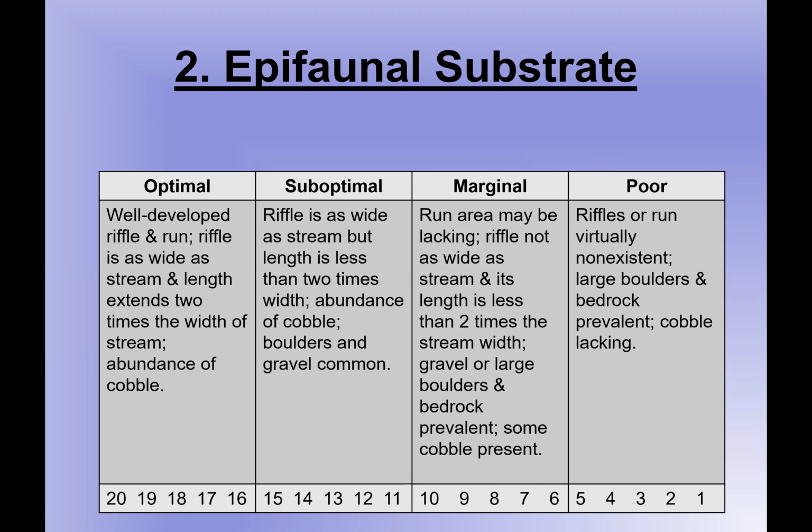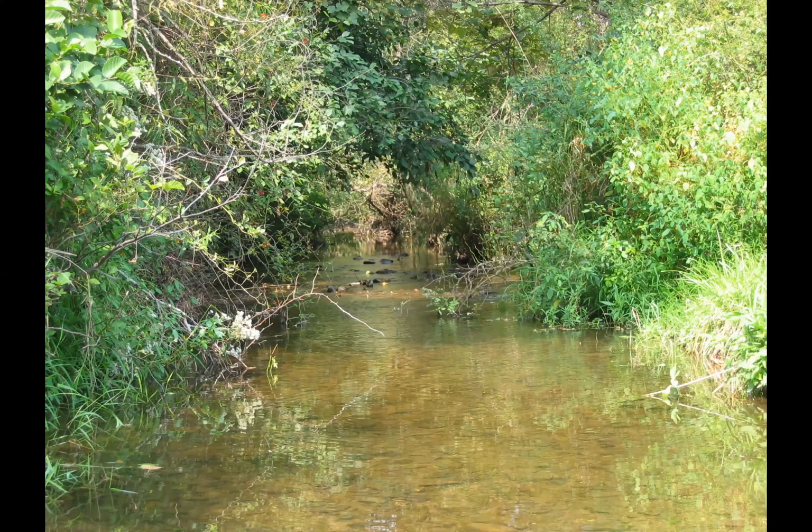So we're doing some rough calculations. Suboptimal will be the riffle is as wide as the stream, but length is less than 2 times. Marginal is runs and riffles are not as wide, and it's less length and less than 2 times the stream. So once again, each one is stepping down. So you're using this as kind of a subjective chart to figure out where you might be in those ratios.